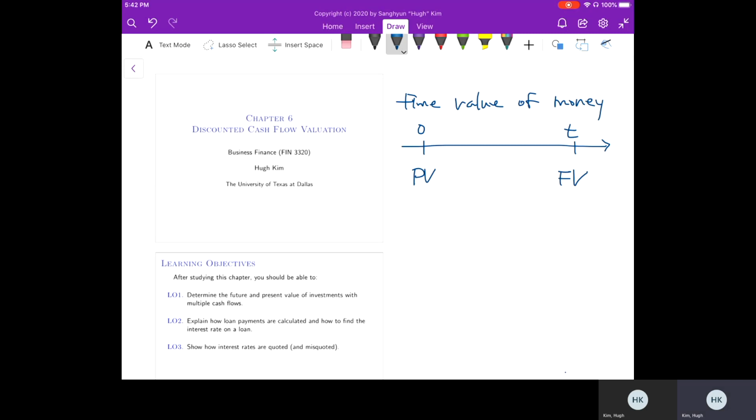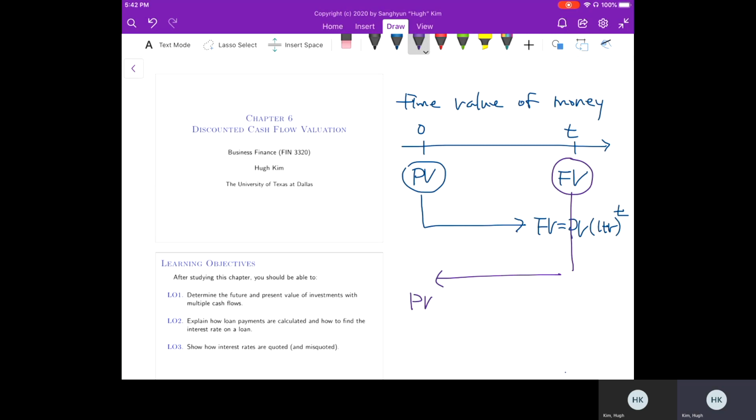And in the last lecture, we have learned, given a single cash flow, let's say earlier money, we have learned how to find its future value. So the future value is present value times 1 plus r to the tth, or given future value, we have learned how to find its present value. So the present value is future value divided by 1 plus r to the tth. Okay?